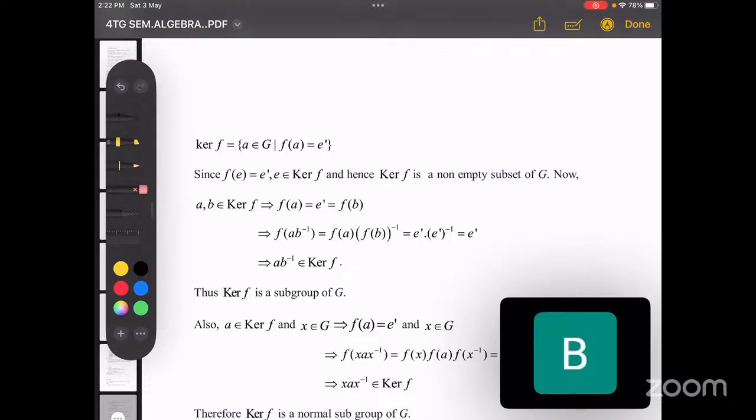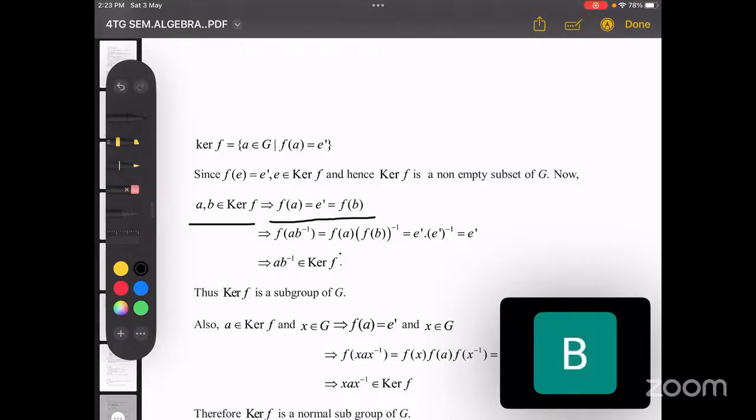So for subgroup, what we have: a belongs to H, b belongs to H, ab inverse belongs to H. So you are taking two elements, a, b belongs to kernel f. So f of a equals e dash equals f of b. Therefore, f of b also equals e dash. Then to show ab inverse belongs to H, consider f of ab inverse. We are splitting this with the help of homomorphism: f of a into f of b whole inverse.